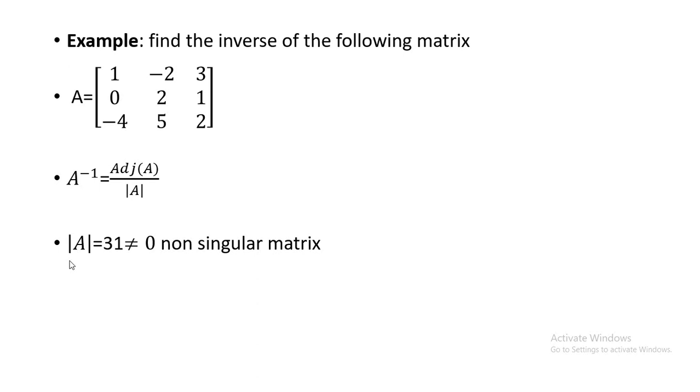Okay, now how to calculate the determinant is something I have explained in my previous part, so you can go and check there how to calculate a determinant. Since it is a non-singular matrix, we can proceed further with our adjoint. Okay, now how to calculate the adjoint of a 3 by 3 matrix.